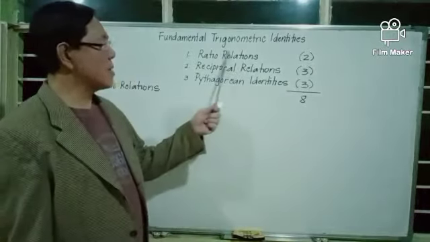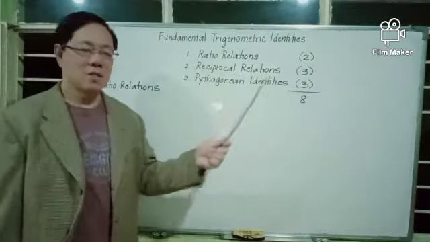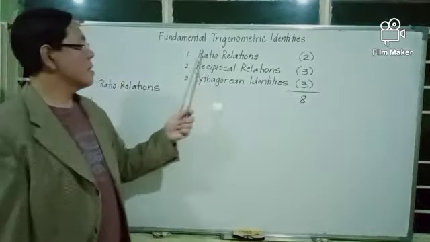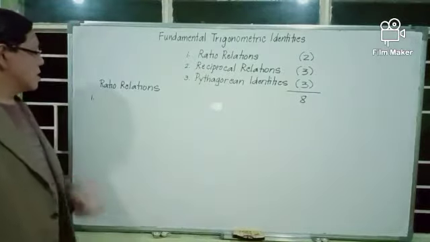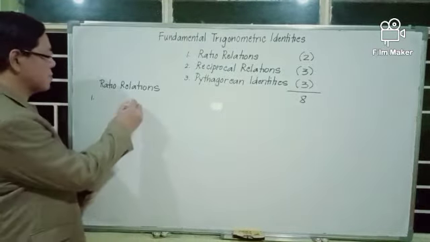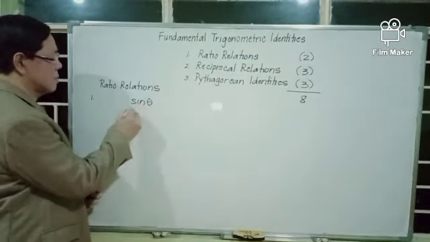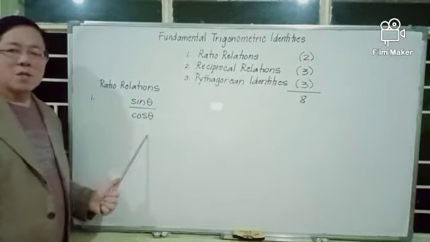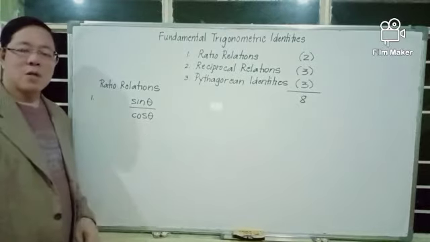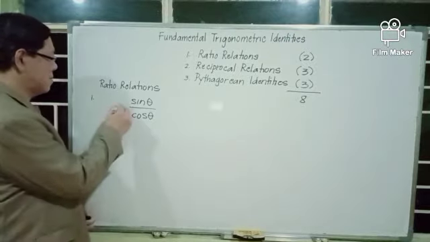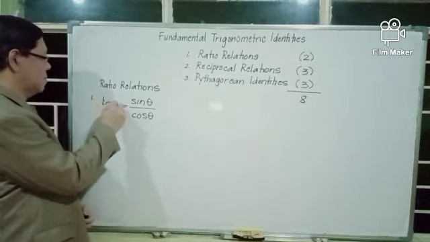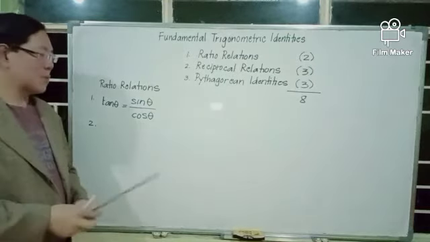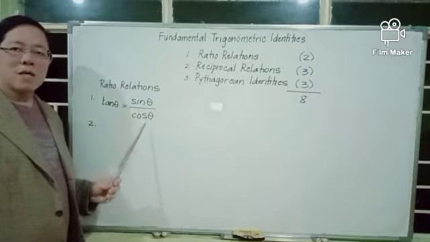Now, we state the first 2 of the 8 trigonometric identities, and they are known as the ratio relations. The first one is the ratio of sine theta and cosine theta. The ratio of these 2 trigonometric functions is known as tangent. Tangent of theta is equal to the ratio of sine theta and cosine theta.